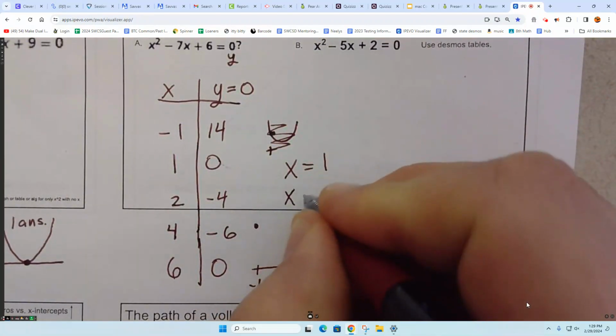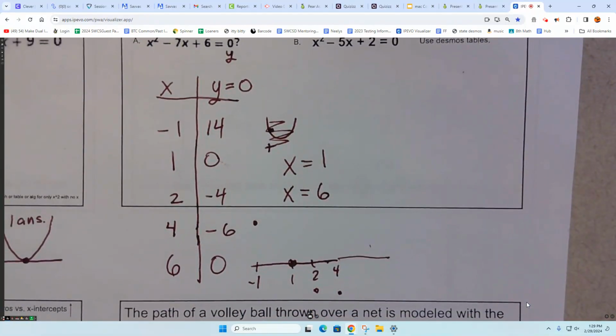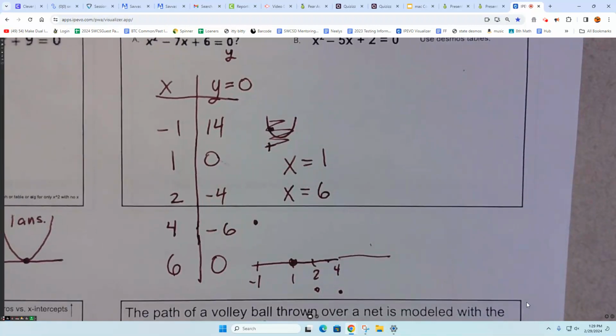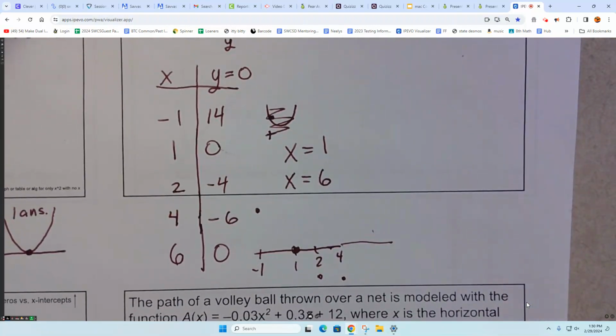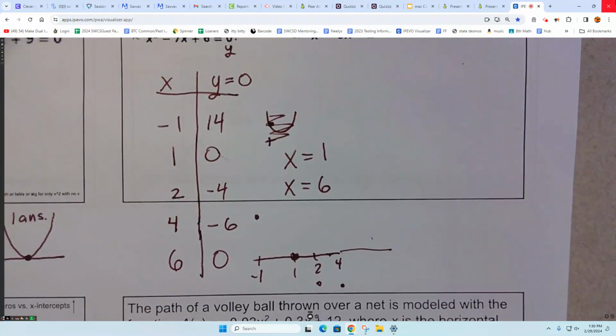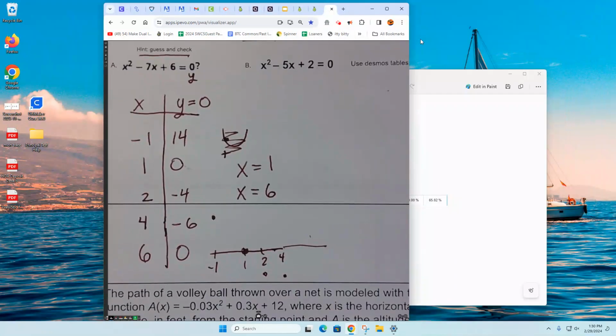So our solutions are 1. Good. You can put it as x equals 1 comma 6, but that often looks like what to people? An ordered pair. So I try not to do that. Is there no better way to do it? There's got to be a better way. I like the guess. So let's go to Desmos.